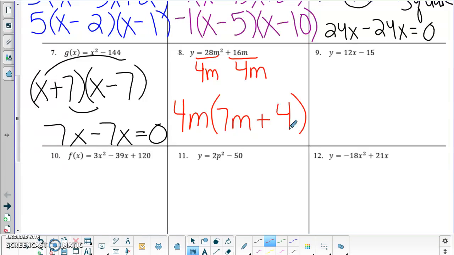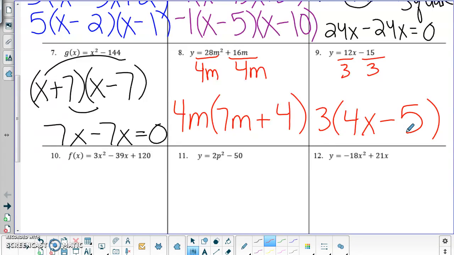Number 9, look for a GCF. I know 12 and 15 are both divisible by 3. That's my GCF, so I put it outside of the parenthesis. 12x divided by 3 gives me 4x, minus 15 divided by 3 is 5. I look at 4x minus 5, that's not a difference of 2 squares, so I can't do anything else, I'm done.